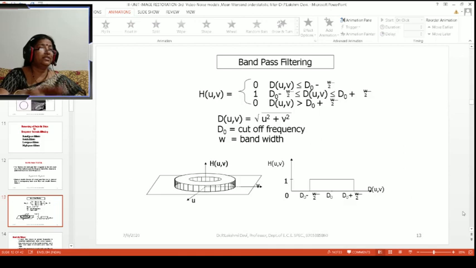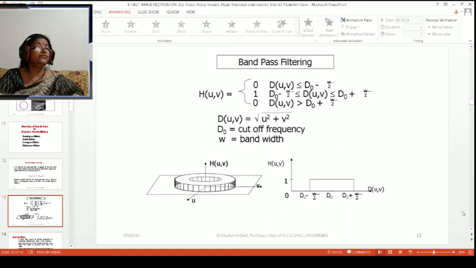Then coming to the next, band pass filter perspective plot, if you observe the three-dimensional view in the first figure, H of UV plot with the UV dimensions on respective coordinates. Band pass allows that particular band and rejects all the other frequencies. The transfer function, how you are defining it, is the opposite of the band reject filter.